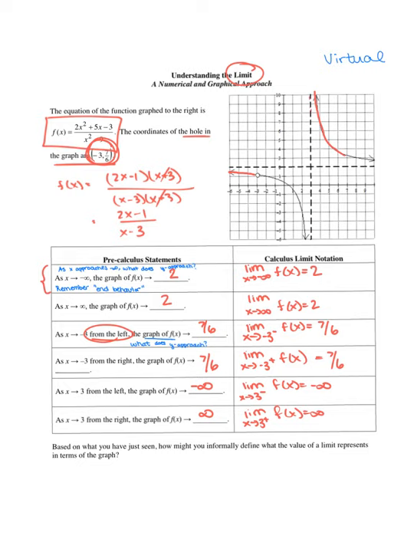Okay, so based on what we've seen, how might we informally define what the value of a limit represents in terms of the graph? The limits are really going to be y values, and I know that that is something that Nancy Pye said in her video, and I think it is a good summary. It's the y value on the curve. And we'll have more formal definitions and things like that, but this is definitely an okay way to think about it.